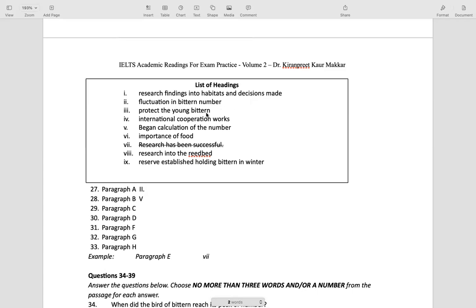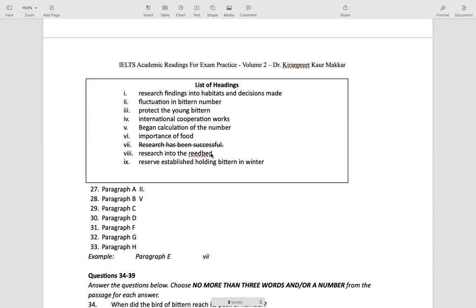Protect. No. No. sir. No. Fourth? International And ninth. cooperation? No, sir. No. Began calculation of the number? No. No, sir. Importance of food? No. No, sir. Research has been successful? No. No. No. Research into the reed bed?